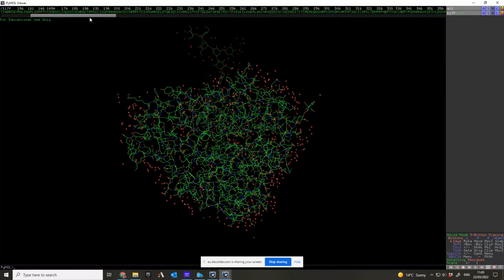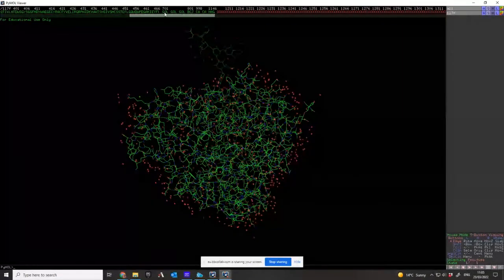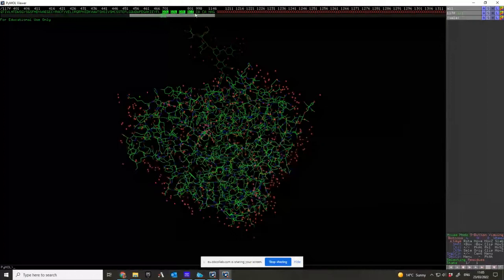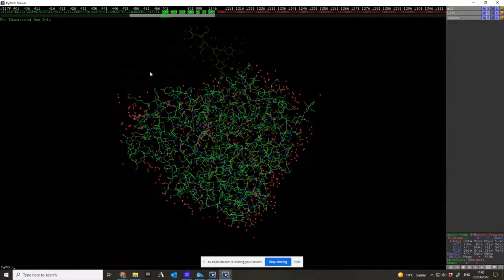So you can see it's sequenced in the single letter code. That's all fine. Then you get to the end of the sequence, which is 466. Then you have these other things, which are called GOL, BCZ, CA stands for calcium, and NAG, which stands for a particular sugar. So I've selected those things. So what I can do now is just show those things, or I can hide those things.